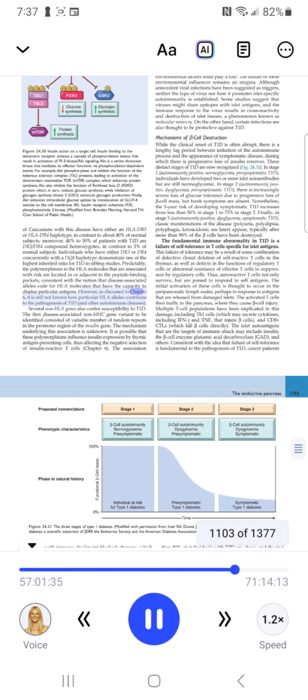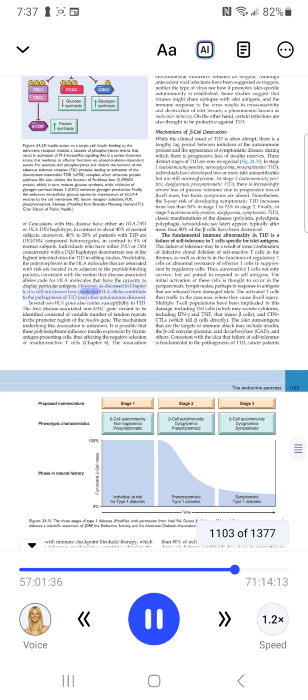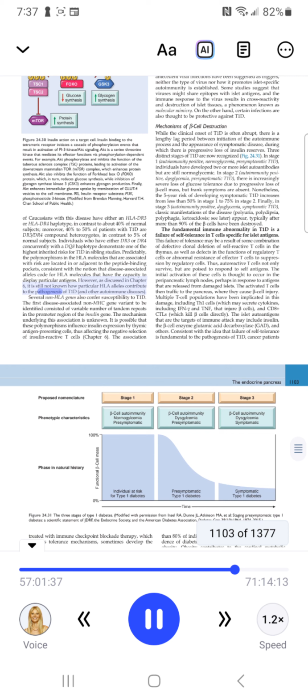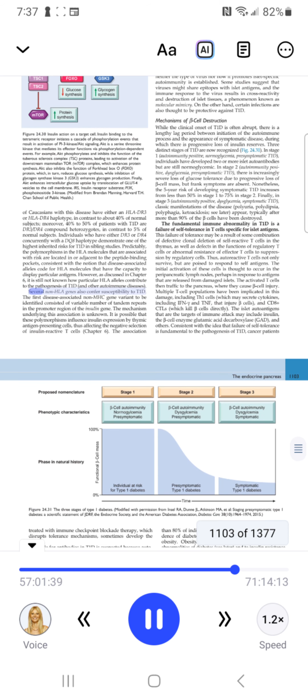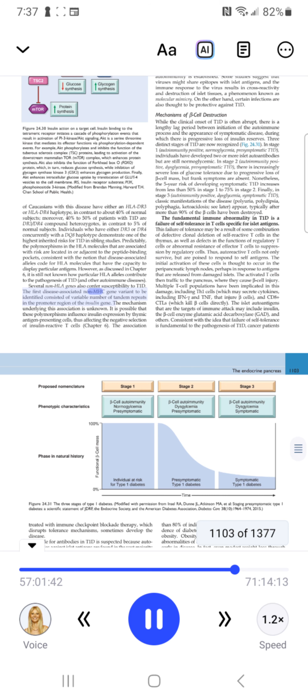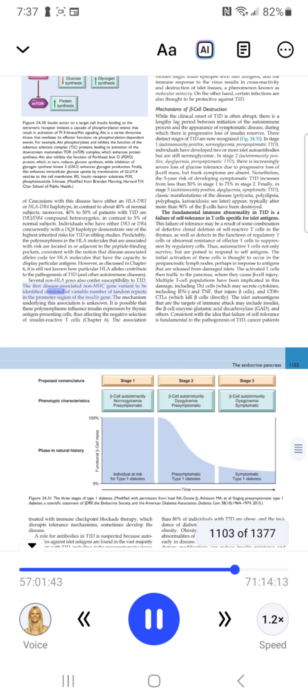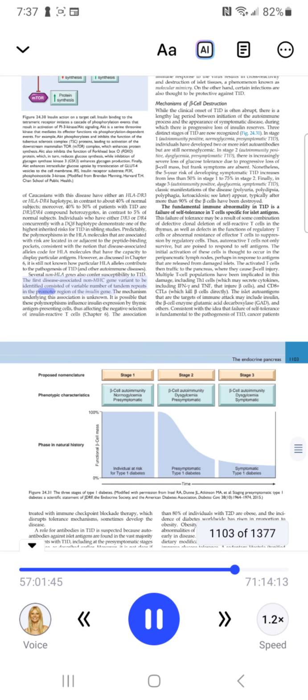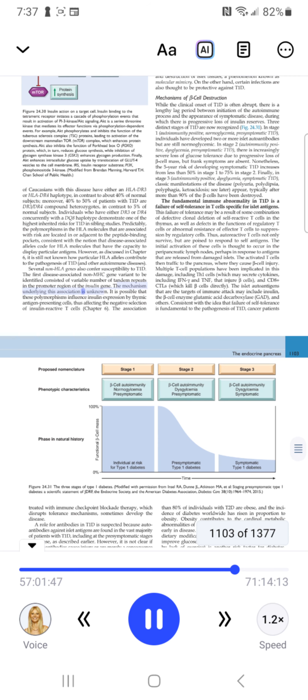However, as discussed in Chapter 6, it is still not known how particular HLA alleles contribute to the pathogenesis of T1D and other autoimmune diseases. Several non-HLA genes also confer susceptibility to T1D. The first disease-associated non-MHC gene variant to be identified consisted of variable number of tandem repeats in the promoter region of the insulin gene. The mechanism underlying this association is unknown.